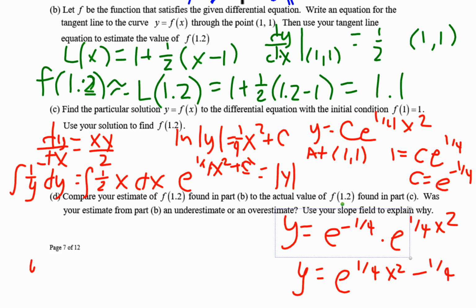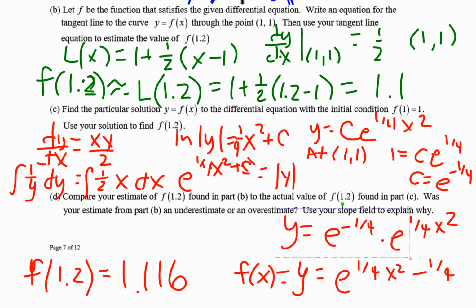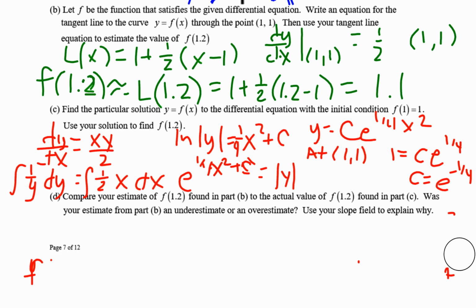And so if I tried to find f of 1.2 using my, let's label that f of x, and if you plug it in, I think that you get 1.116. So that was pretty close to our original value, which is what part D is asking us for. Compare your estimate. The estimate was 1.1. The actual value was 1.116.